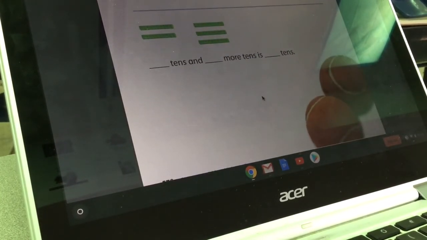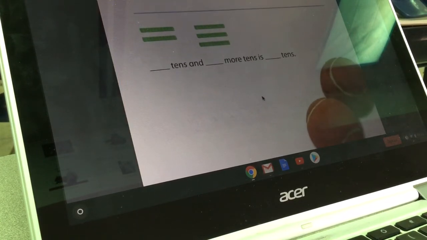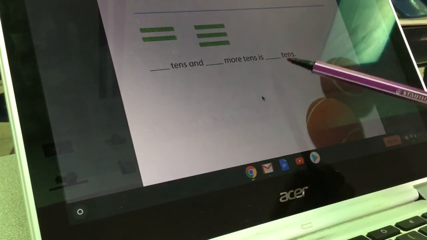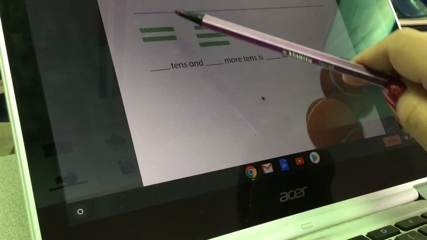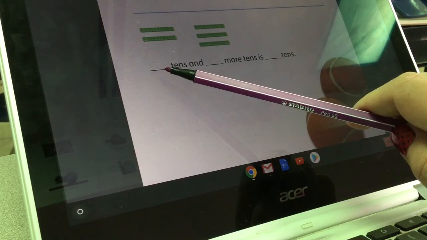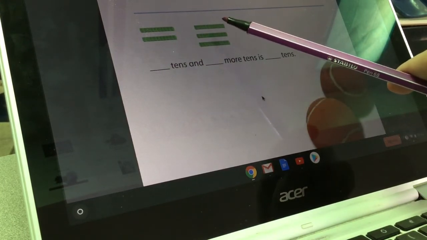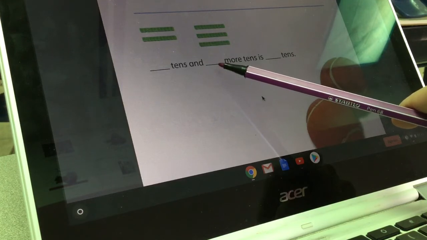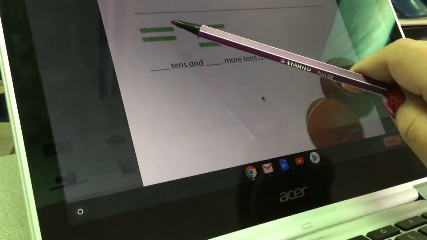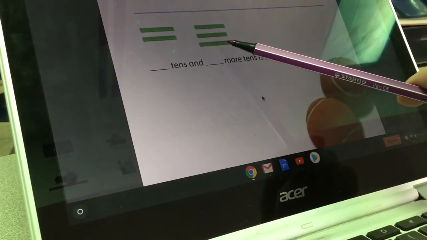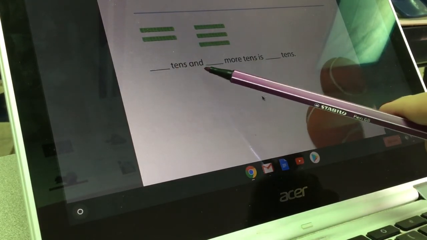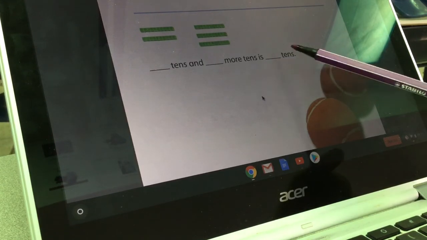In our final problem, here we're back to pictures of tens. How many do we have in our first group? Tens and more tens is tens. How many tens do we see here, friends? 1, 2. 2 tens. How many tens do we see here? 1, 2, 3. 3 more tens. What's our total number of tens? 1, 2, 3, 4, 5. 5 goes here. So it says 2 tens and 3 more tens is 5 tens.